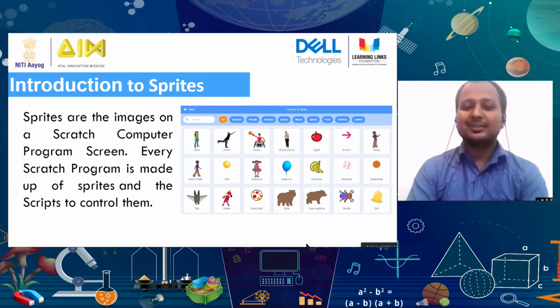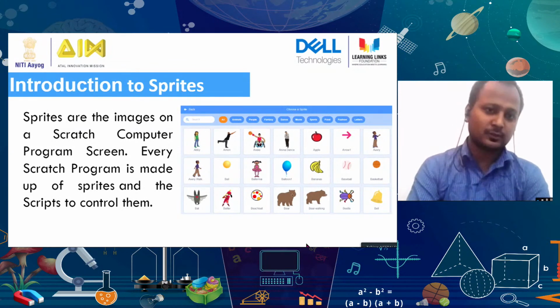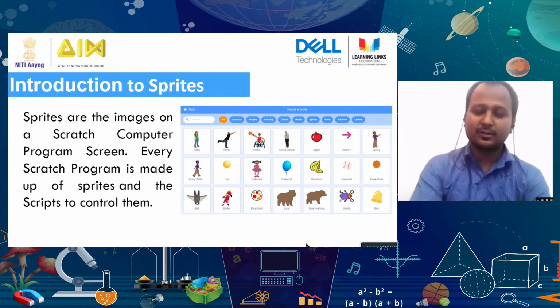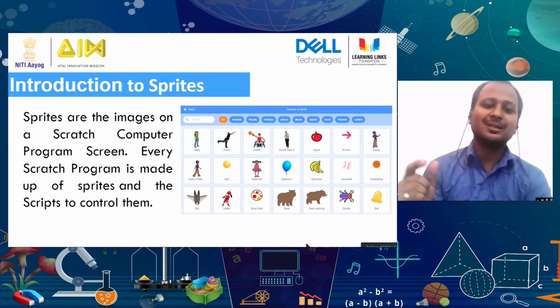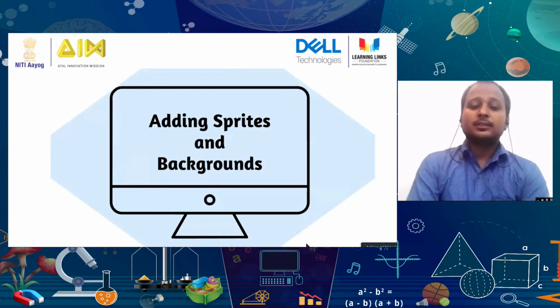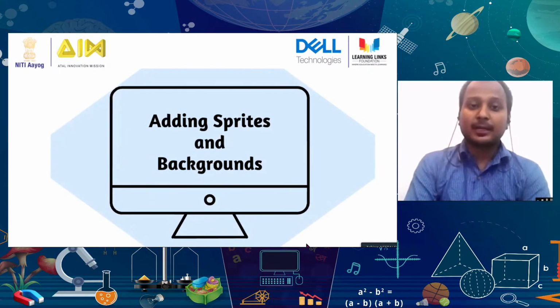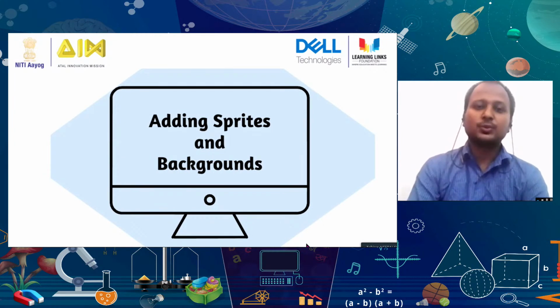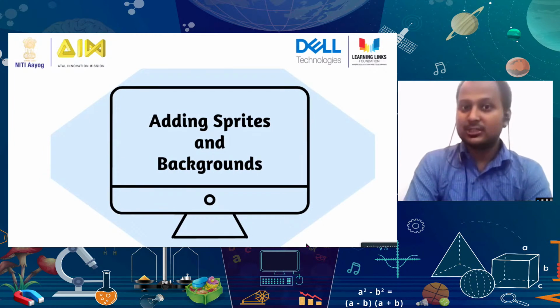Right, so you can see on my screen we have different types of characters. Like there's a girl picture, there's a banana, there's a bear, there's a bat. So these images we call sprite. Now in this session we are going to learn how to add sprite in our games, how to add background. If I want to change background, then how can I change? If I want to add sprite, then how can I change sprite?